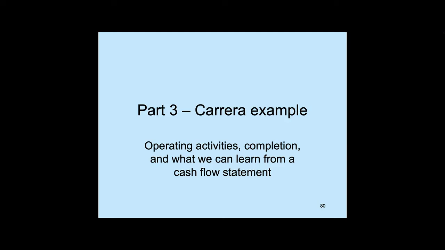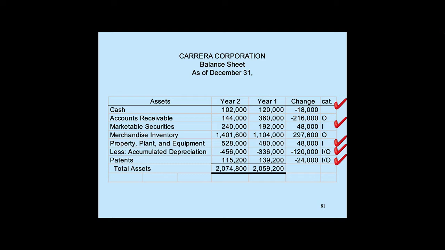All right, this is part three. This is the Carrera example, and what we're going to do here is the operating activity section for an indirect cash flow statement. In part four, we'll do the direct method, but this one is about the indirect method, and we'll also discuss what we can learn from the cash flow statement. In part four, we'll come back with the direct method.